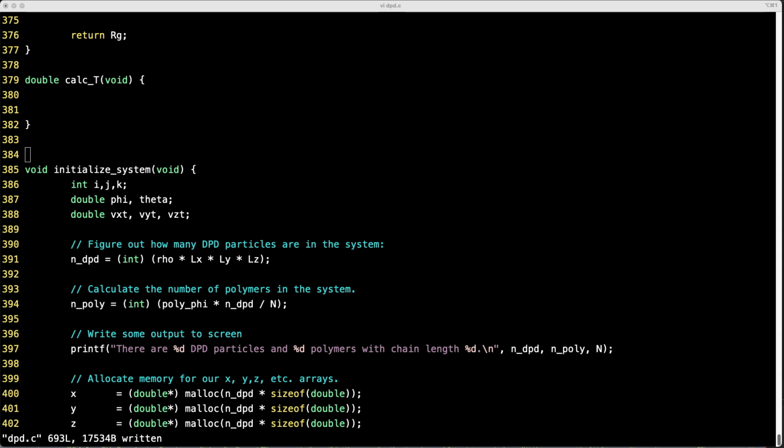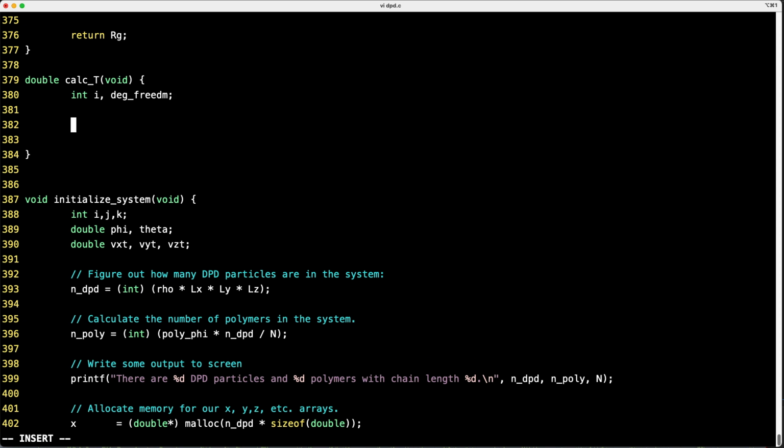So there's a couple ways we can do this. One is we could actually calculate it explicitly. So we need to iterate over all of our particles, and we need to get the degrees of freedom in our system. So what are the degrees of freedom? Well, we've got 3 for every DPD particle that we've got, say n DPD. Minus 1, right? Because if we have n DPD particles, really only n DPD minus 1 of those are going to be independent. So here's our degrees of freedom.